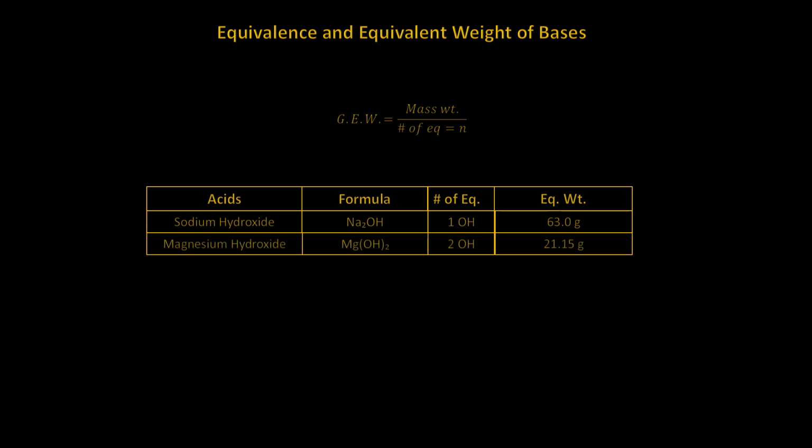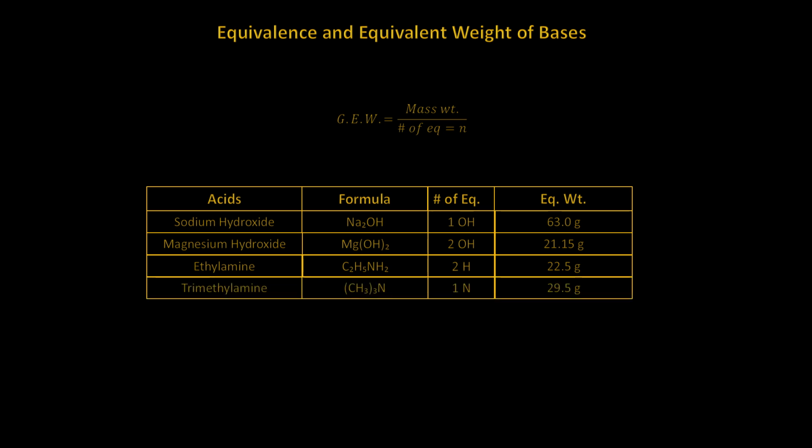Magnesium hydroxide has 2 hydroxide ions, or 2 equivalents. The formula for ethylamine shows 2 hydrogen atoms, or ions. This shows that there are 2 equivalences for this molecule. Its equivalent weight is thus 22.5 grams equivalent weight per mole. The trimethylamine has 1 nitrogen atom or ion in its formula. Therefore, the equivalence for this molecule is 1, and the equivalent weight is 29.5 grams equivalent weight per mole.